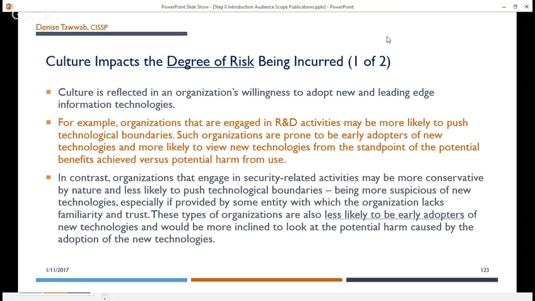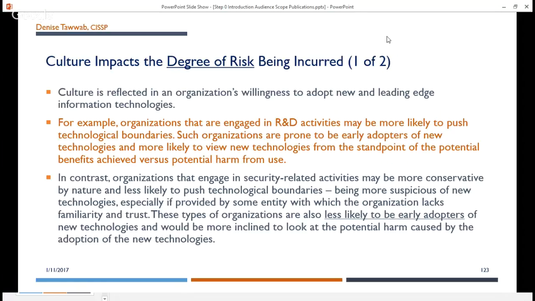For example, organizations engaged in R&D activities may be more likely to push technological boundaries. Such organizations are prone to be early adopters of new technology and more likely to view new technologies from the standpoint of the potential benefits that could be achieved versus potential harm from use.